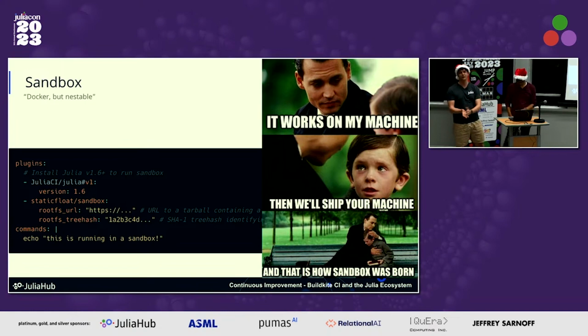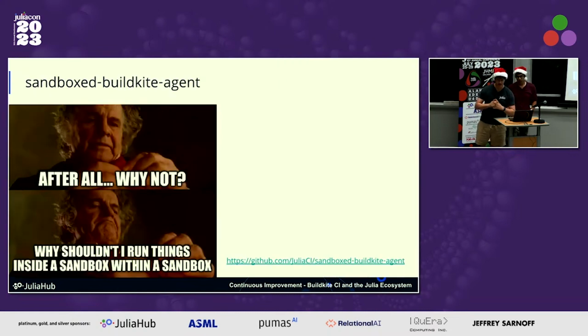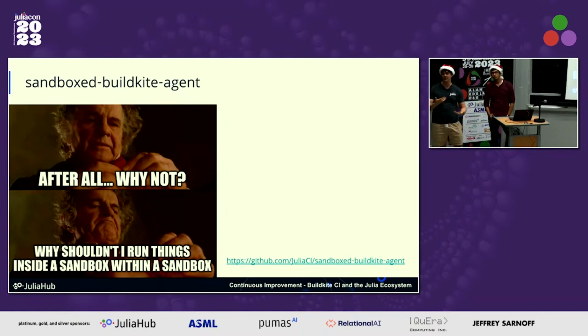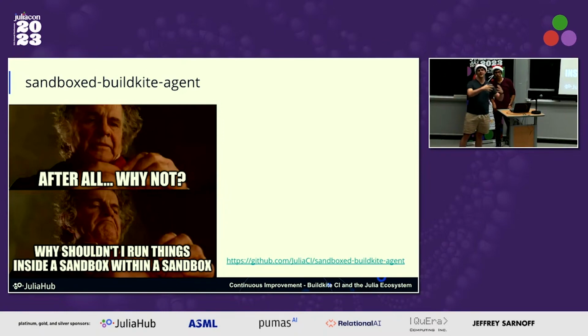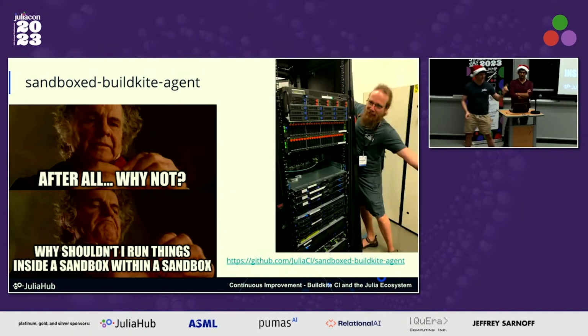We wanted it to work on everybody's machine, so we just shipped the entire machine. Now, as a fun little side note, the way that our Buildkite runners actually work is inside of a sandbox. And this is why nesting is so important for us, because our sandboxes that run our pipelines run inside of sandboxes that live on the Buildkite machine. And when we want to test the sandbox package itself, we run sandboxes inside of sandboxes inside of sandboxes. As a bonus picture, here's Valentine showing the actual hardware that all this runs on right here at MIT.